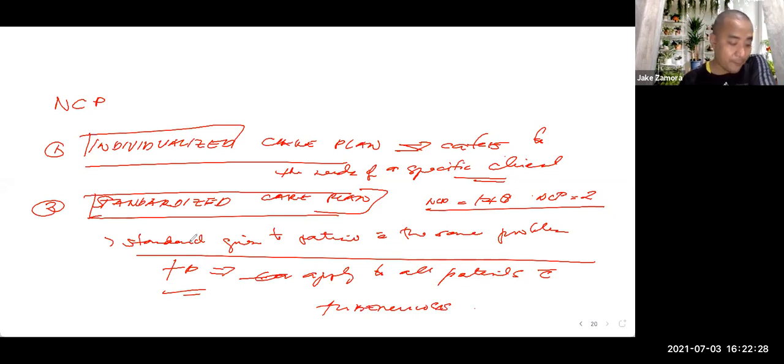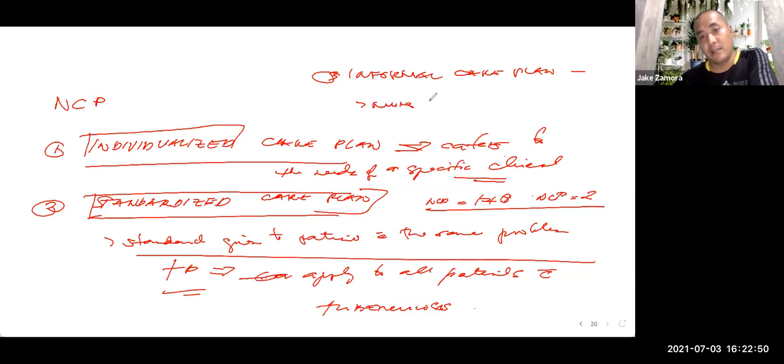Aside from the standardized care plan, we also have another type of care plan, the informal care plan. What is this informal care plan? An informal nursing care plan exists only in the nurse's mind. Meaning, it is not yet written. It is not transcribed yet. So, that is the informal care plan.